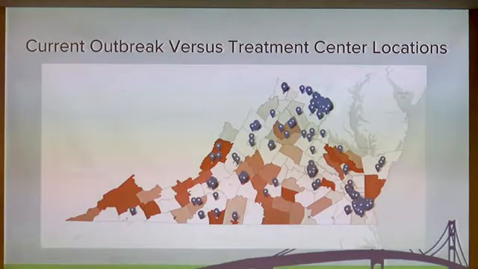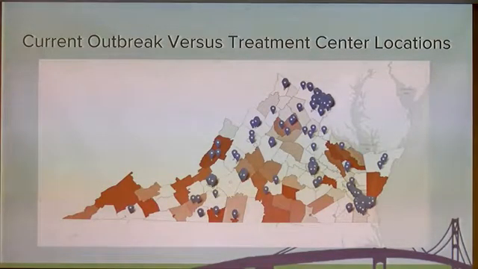To begin, we built this data visualization that overlays the current outbreak locations with the current treatment center locations. We can clearly see a discrepancy between where treatment is available and where these outbreaks are occurring. So the first issue we want to solve is how to get resources to these people in these outlying areas that need it.